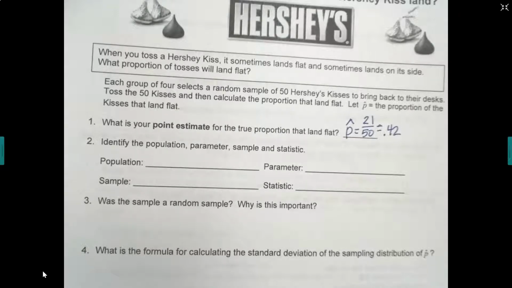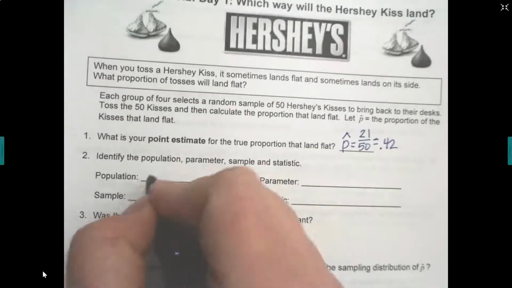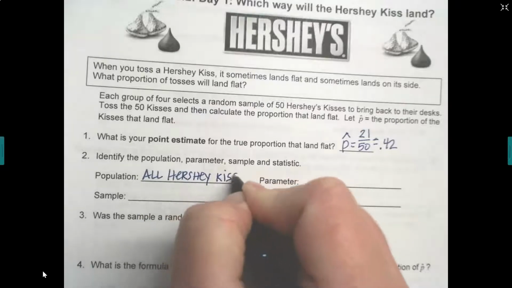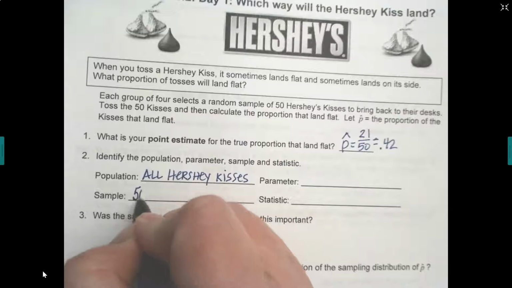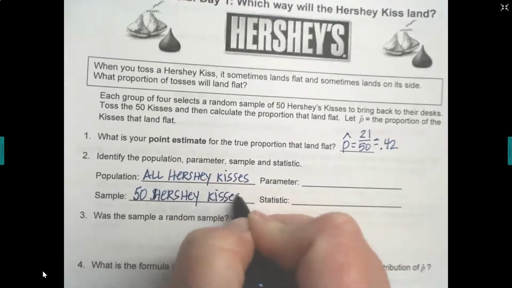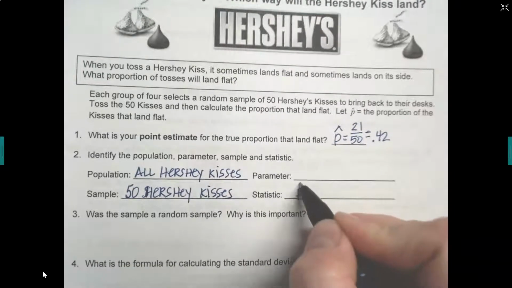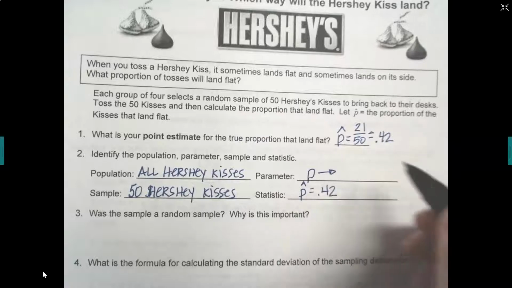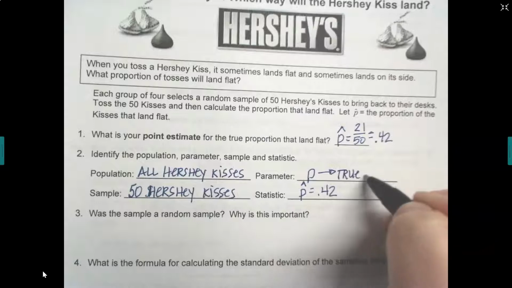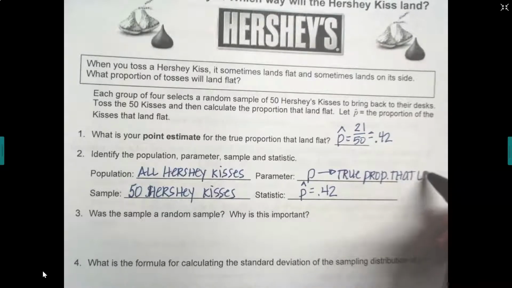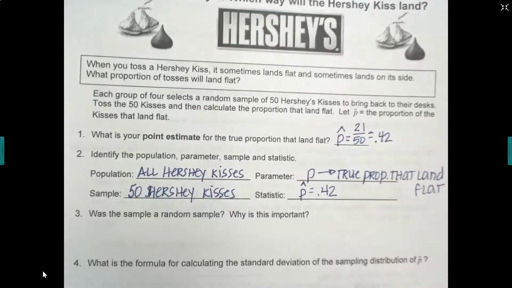So let's identify our population and our parameter. Our population is all Hershey Kisses. Our sample was 50 Hershey Kisses. Our statistic is what we got from our sample, so our p-hat was 0.42. And we never know the parameter here. That's the whole point of what we're doing, but we want to define it. Our parameter is the true proportion of Hershey Kisses that land flat. That's what we're trying to infer back to.